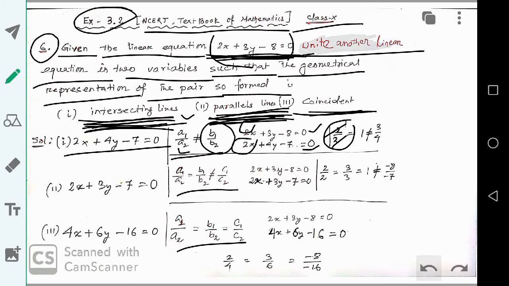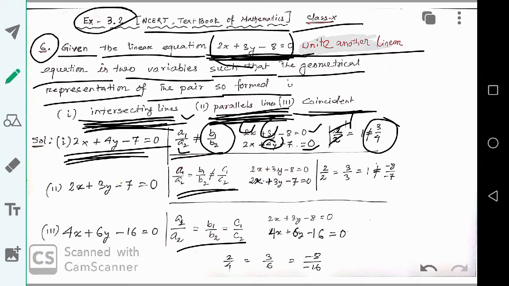Here b1 is 3 and b2 is 4. So a1 by a2, that is 2 by 2, gives 1, and b1 by b2 is 3 by 4, which is not equal to 2 by 2. That is, the line representing this equation must be intersecting the line representing the given equation.